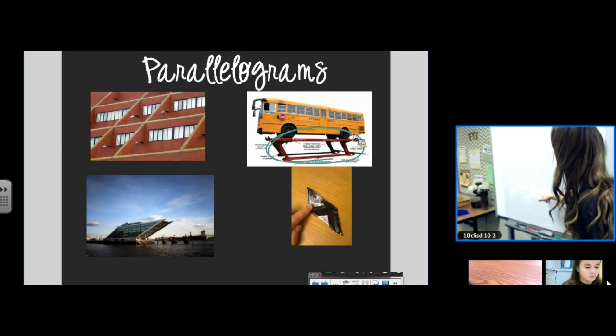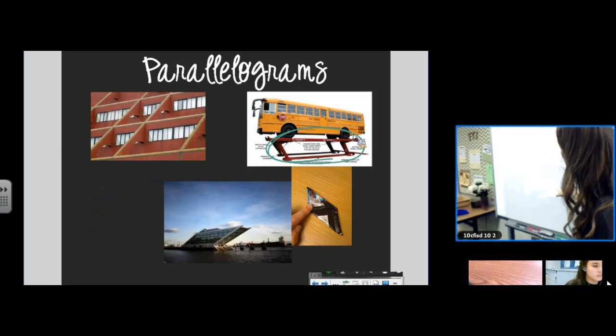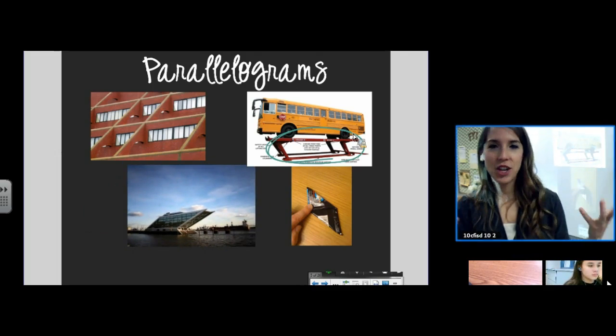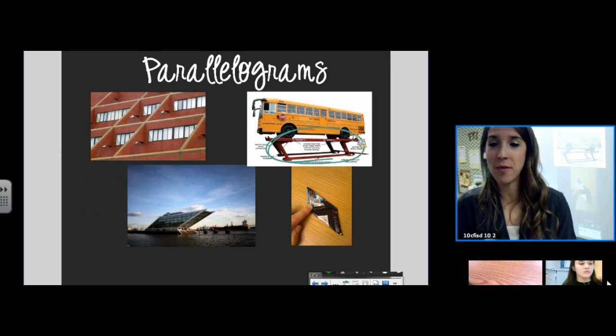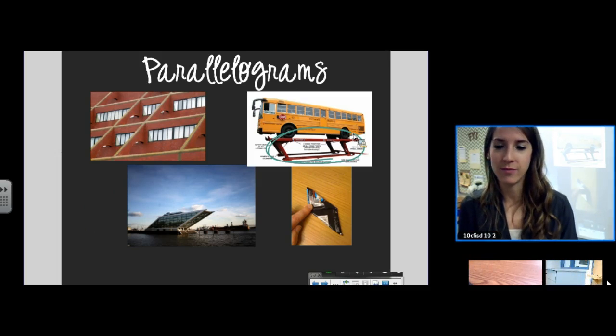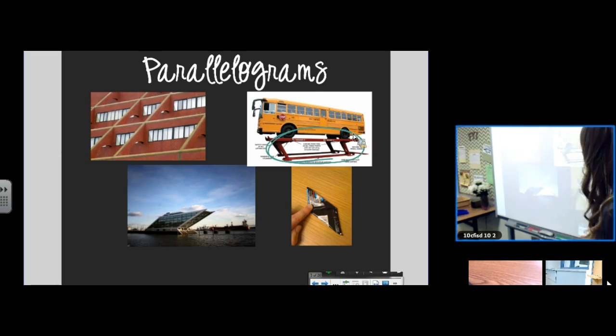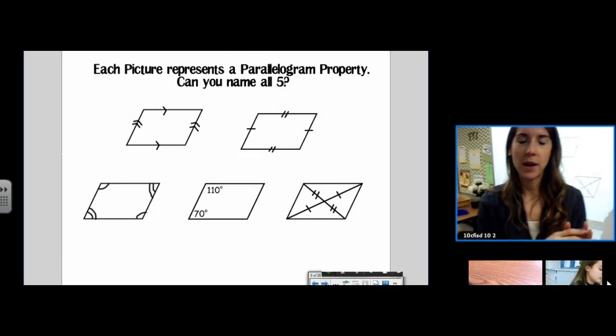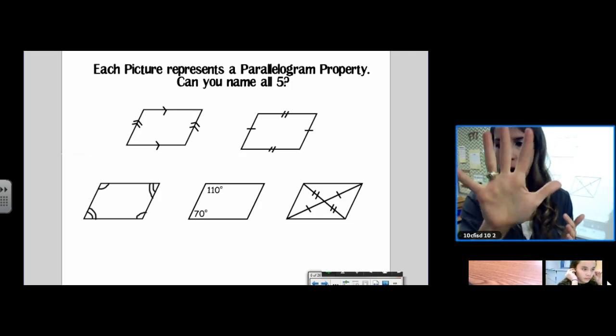This one's really pretty. I forgot where this was. Pretend I remembered. But it's a restaurant overlooking a lake. And the architect chose to make it in the shape of a parallelogram because parallelograms are awesome. Anyways, so yes, they are in the real world. Yes, we see them. Parallelograms have 5 properties.